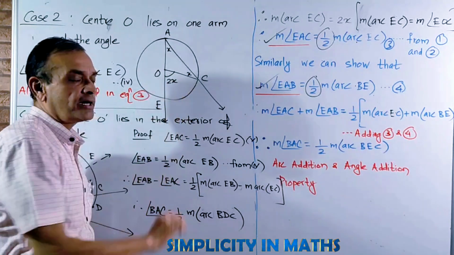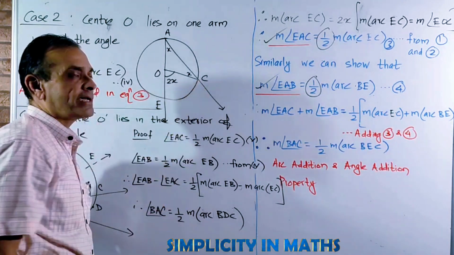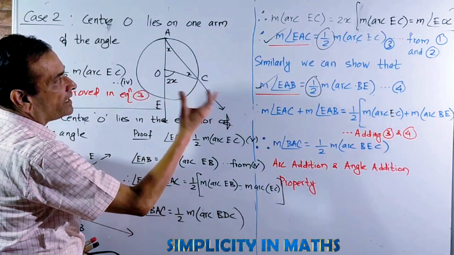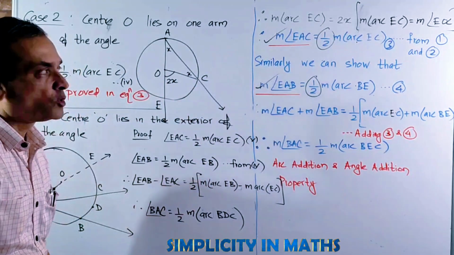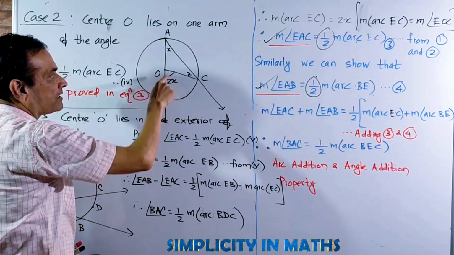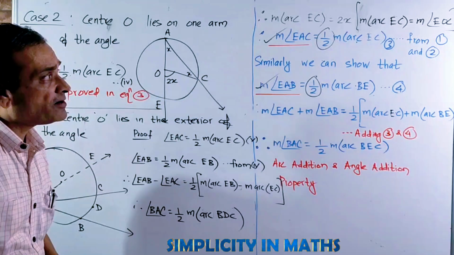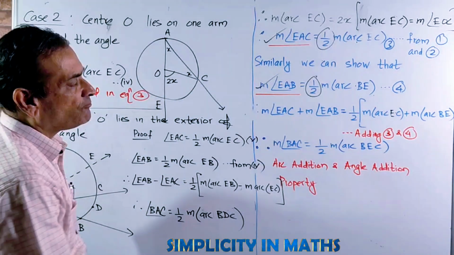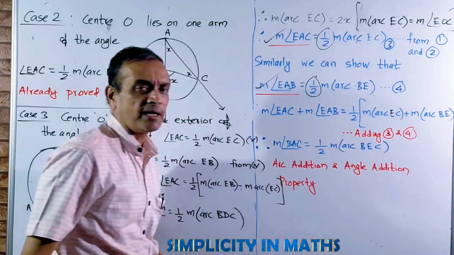Exterior angle, remote interior angle theorem. If this is 2x, arc EC is also 2x. So again, arc EC is 2x, which means you have already proved that this angle is half of this arc, because this angle is x, this angle is 2x. So in equation 3, we have already proved that the measure of angle EAC is equal to half the measure of arc EC.